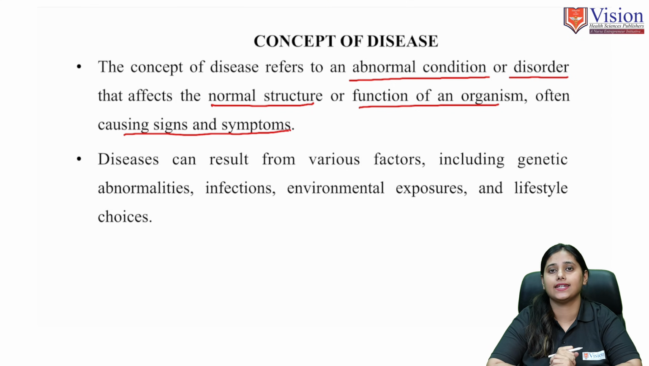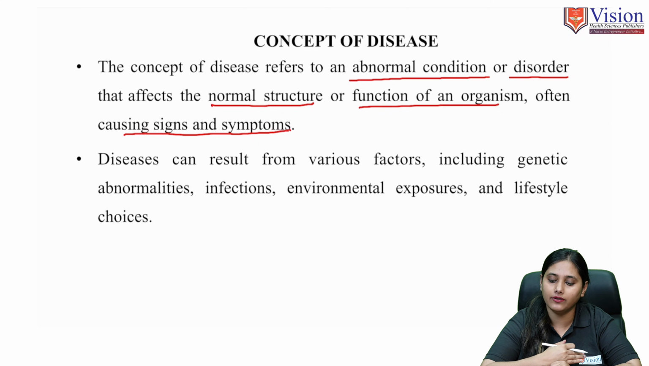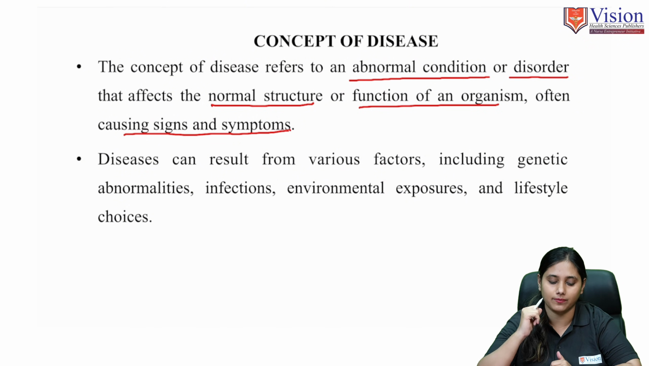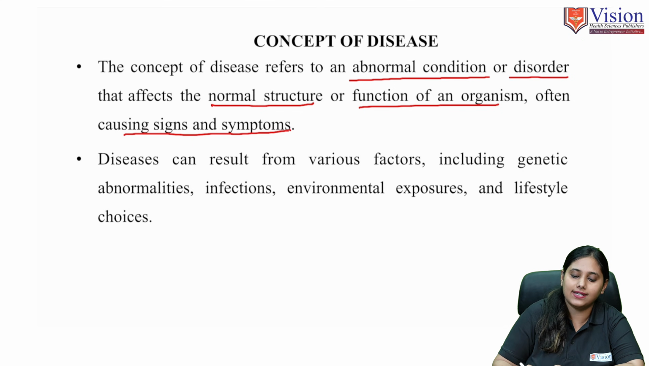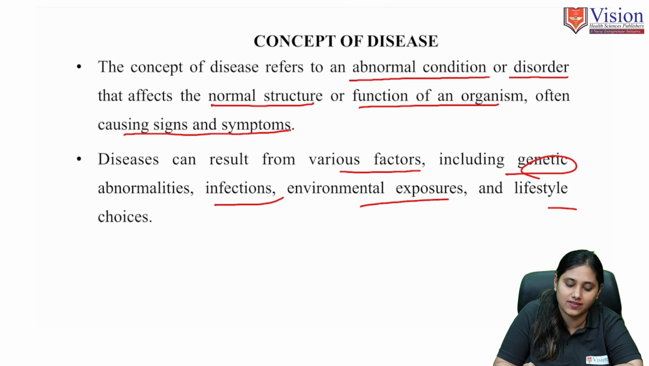So disease is an abnormal condition or disorder which affects the normal structure of an individual or the function of an organism, and further causes some signs and symptoms. Diseases can result from various factors. It can be genetic abnormalities, infections, environmental exposure, and lifestyle choices.